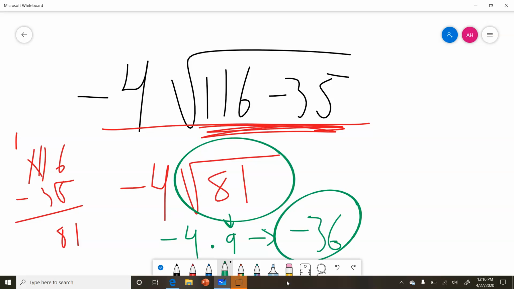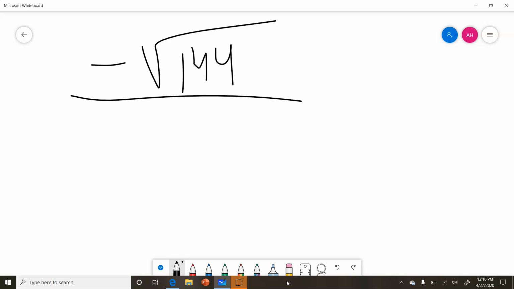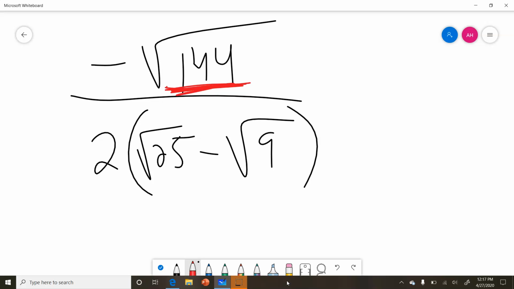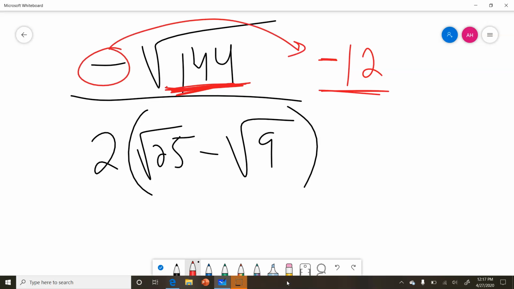Okay? So that's how all this homework is going to work. Even one of the more complex ones, which I'm going to do quickly here, and then let you know what your homework is. So what if they give us negative square root of 144 divided by 2 times the square root of 25 minus the square root of 9 in parentheses. Now, the first thing I need to do is the top, and I say, what is the square root of 144? Well, that is 12, but I have my minus sign, right? My minus sign came over there. -12 is on top. That was easy, right?